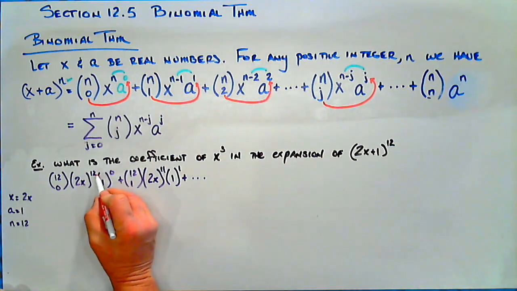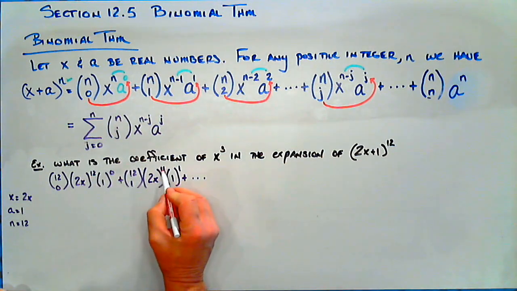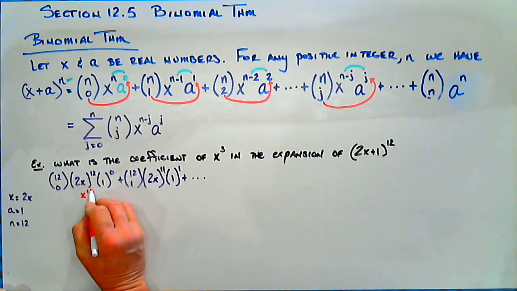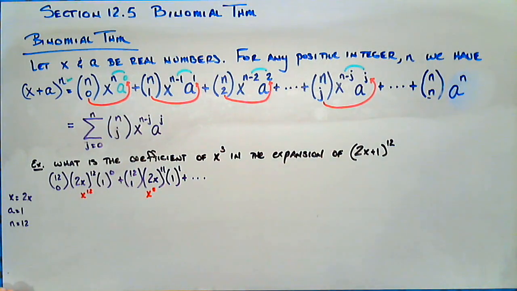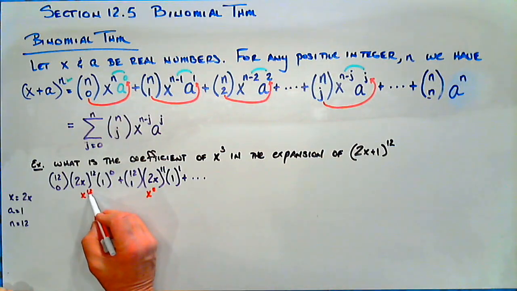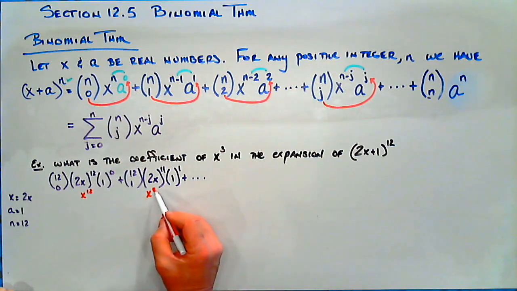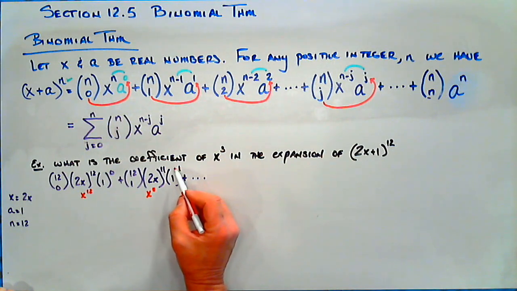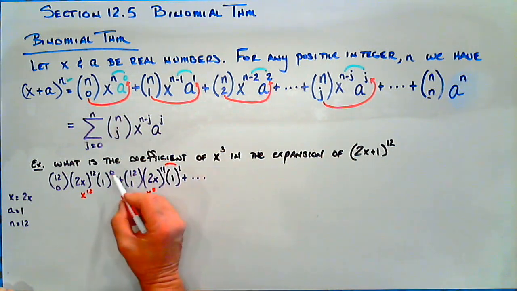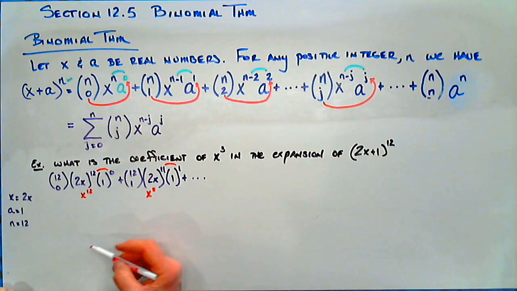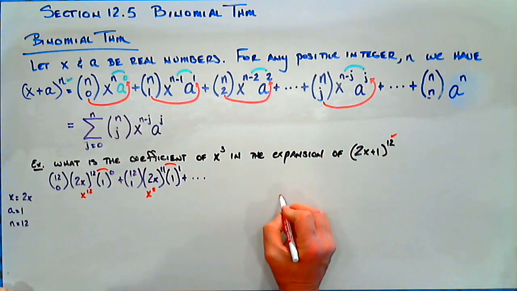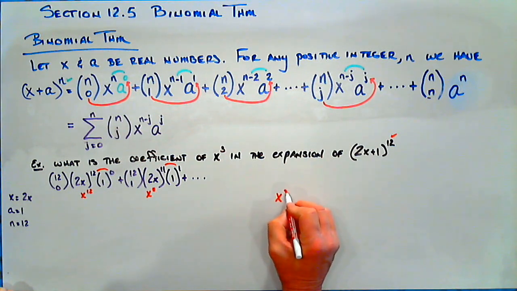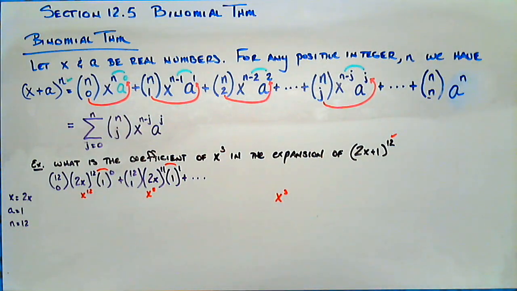And perhaps we can see it from here. The power here on x is going to be 12. This is going to be x to the 12th. This is going to be x to the 11th. All right? Now, if this is 12, that has to be 0. If this is 11, that has to be 1, right? Because these have to add to 12. They've got to add to 12. So what is x cubed going to look like, right? That's what you and I are supposed to be able to figure out.